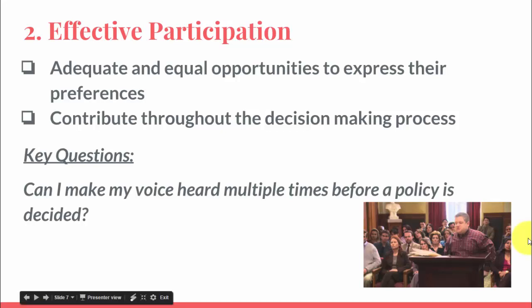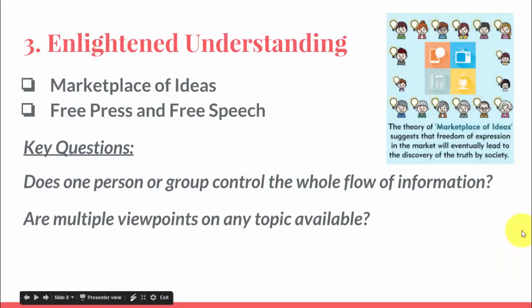The third criteria is enlightened understanding. This comes from James Madison's Marketplace of Ideas, but you might be more familiar with it as free press and free speech. If you wanted to find out about a topic, are there multiple viewpoints available, or does one person or group, namely the government, control the flow of information about this topic? You might be familiar with this from the dystopia books you read over the summer. There is not a lot of enlightened understanding in a dystopia.